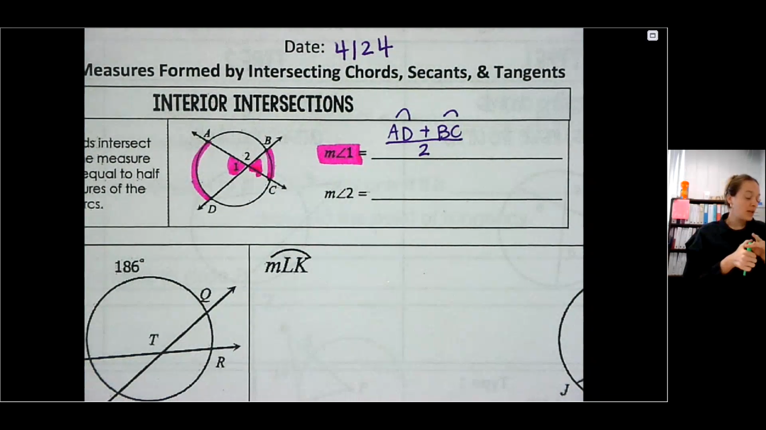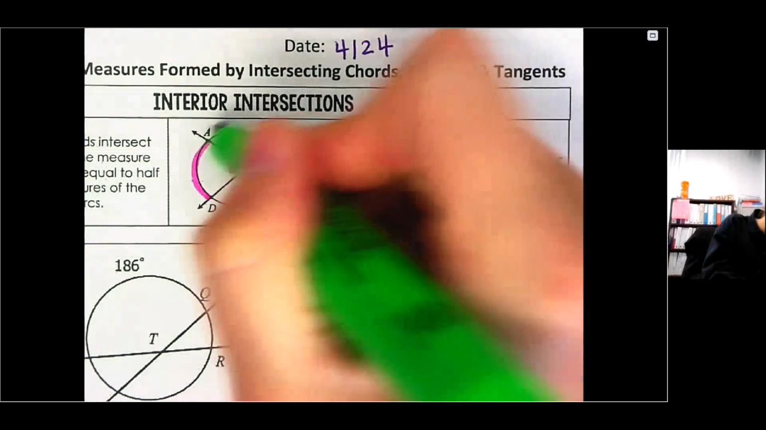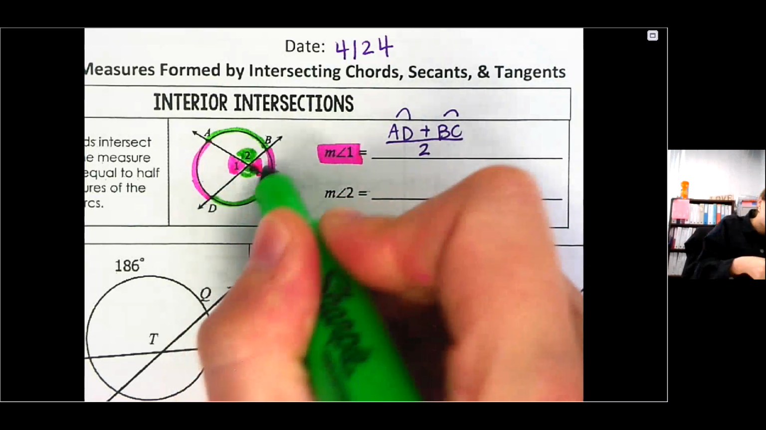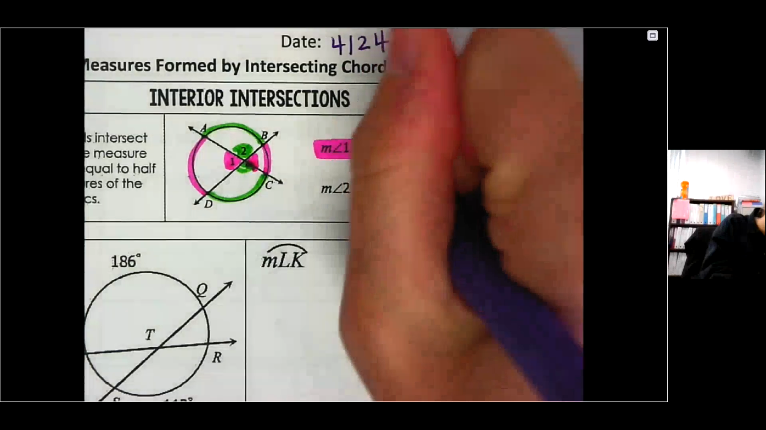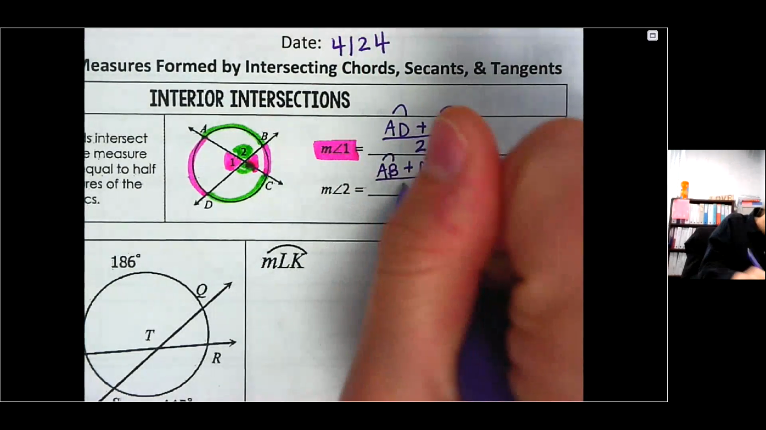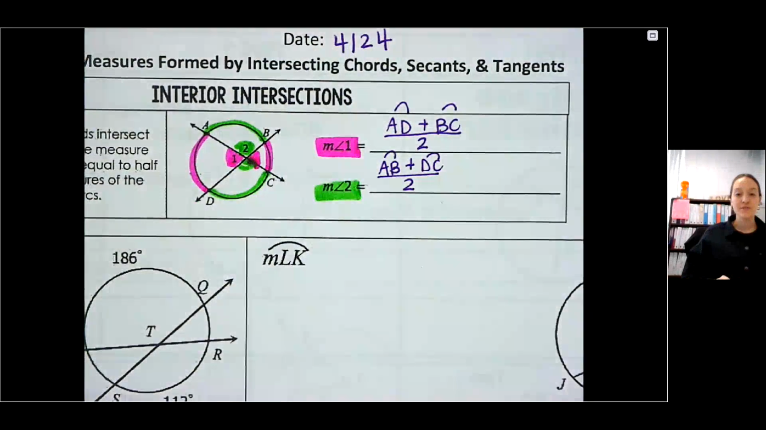Same thing will work if I want to find the measure of angle 2. Angle 2 at the top opens up to AB. Its vertical angle right underneath opens up to DC. So to find the measure of the angle, I take arc AB plus arc DC, and I divide that by 2. And that will give me my measure of angle 2.